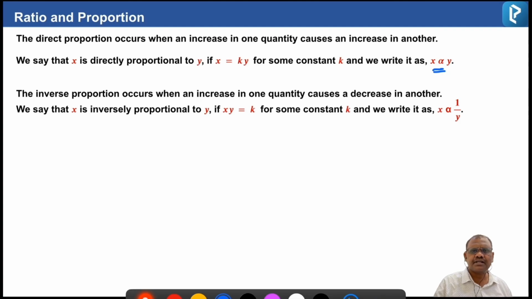In the same way, inverse proportion occurs when an increase in one quantity causes a decrease in another. Suppose x and y are inversely proportional. When they are in inverse proportion, their product is a constant. x into y is equal to k. And it is written as x proportional to 1 by y. Since they are in inverse proportion, we write 1 by y. So these are the two types of proportions.